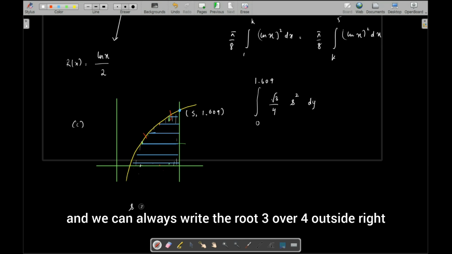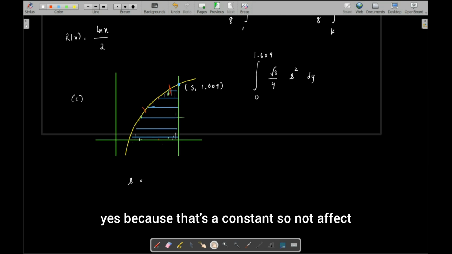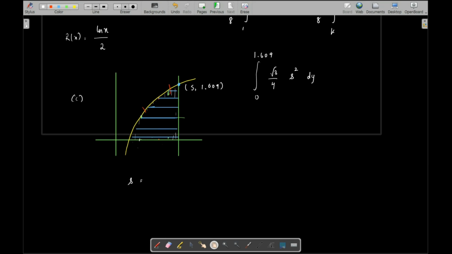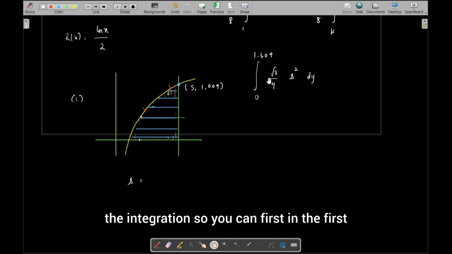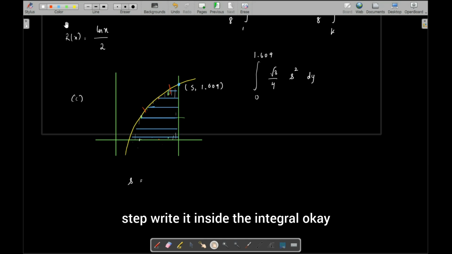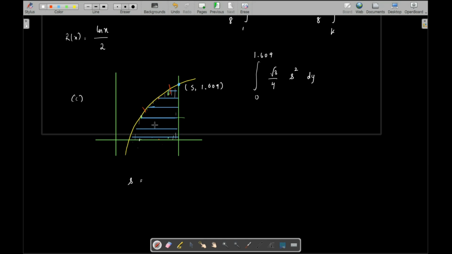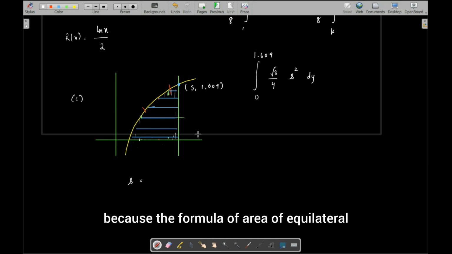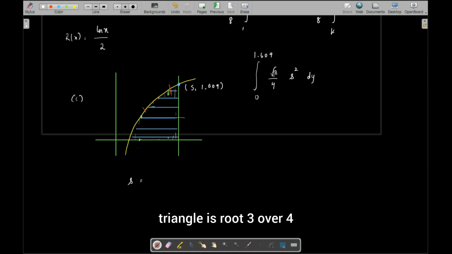And we can always write the root 3 over 4 outside, right? Yes, because that's a constant, so it does not affect the integration. In the first step, you can write it inside the integral, because the formula for the area of an equilateral triangle is root 3 over 4 times side square. Now the side will be, so this is S, if you take one cross section.